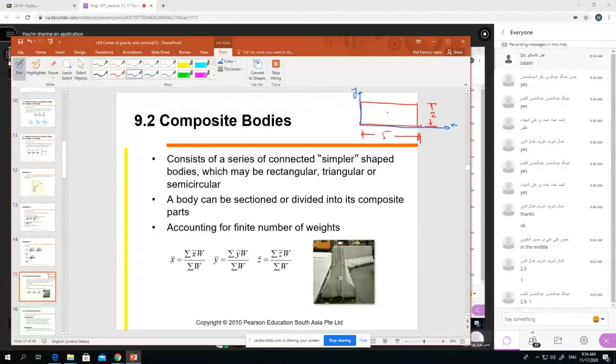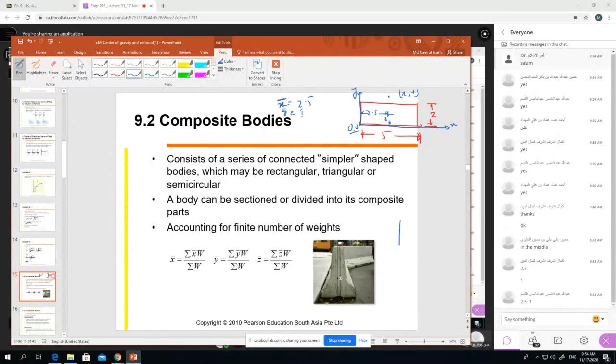Only then our center will be here: x bar equal to 2.5, and y bar equal to 1. Usually when we write any point, we write x, y. But when we want to indicate the center, we write a bar: x bar, y bar. So your answer is correct, and here is the origin.